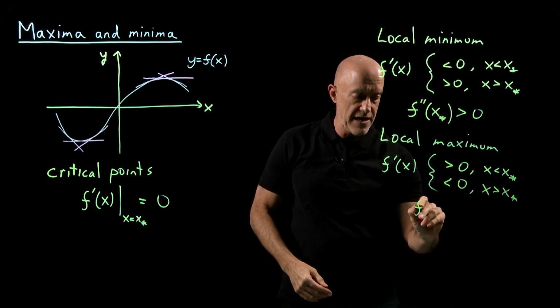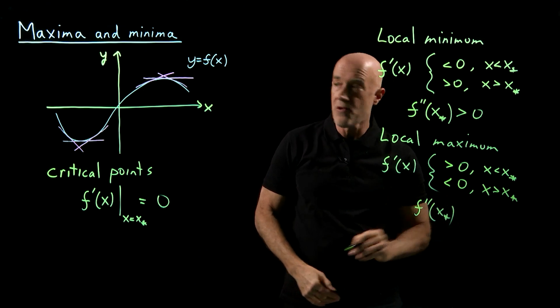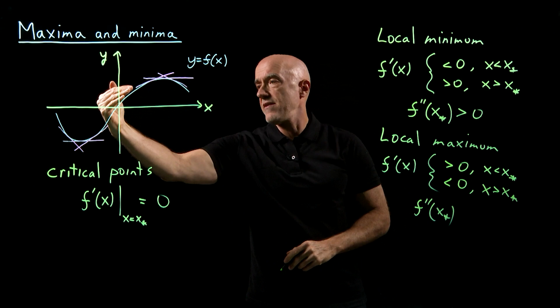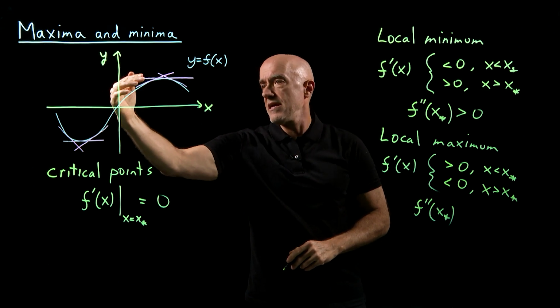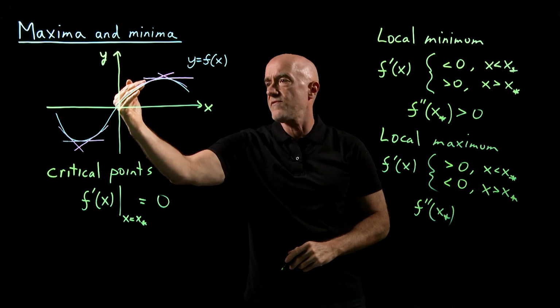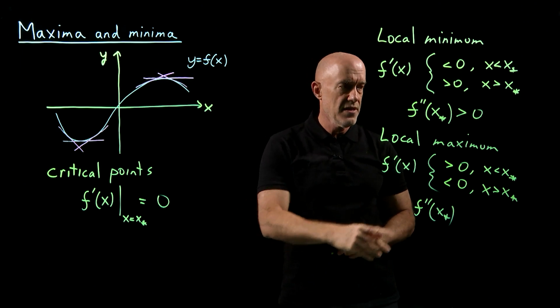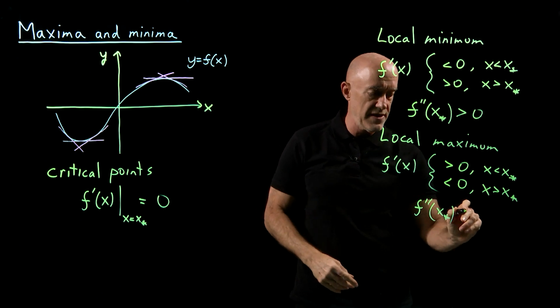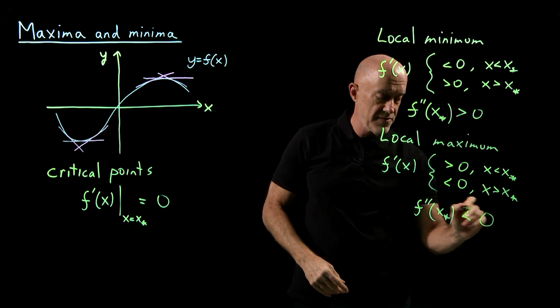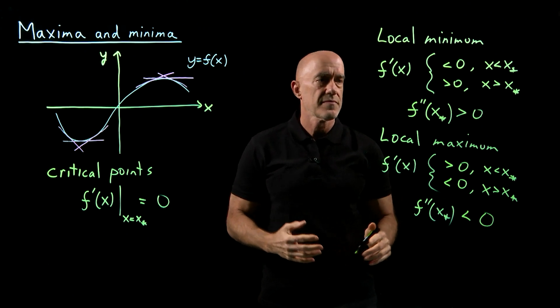Finally, what can we say about the second derivative at the critical point? Well, the first derivative is positive, then 0, and then negative. So the first derivative is a decreasing function of x. That means the second derivative is negative. So f double prime of x star is less than 0.